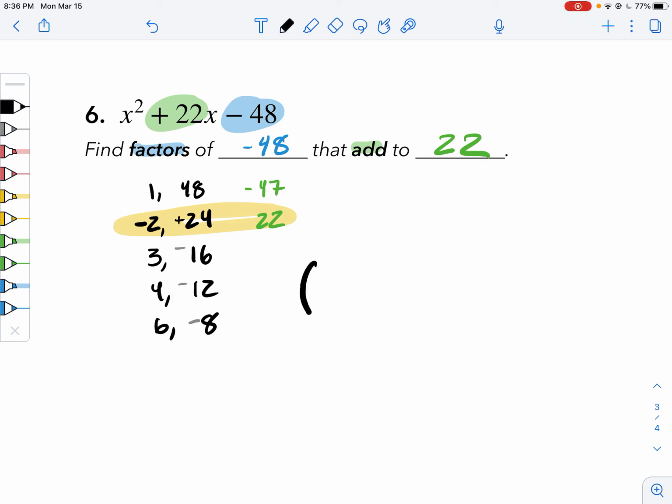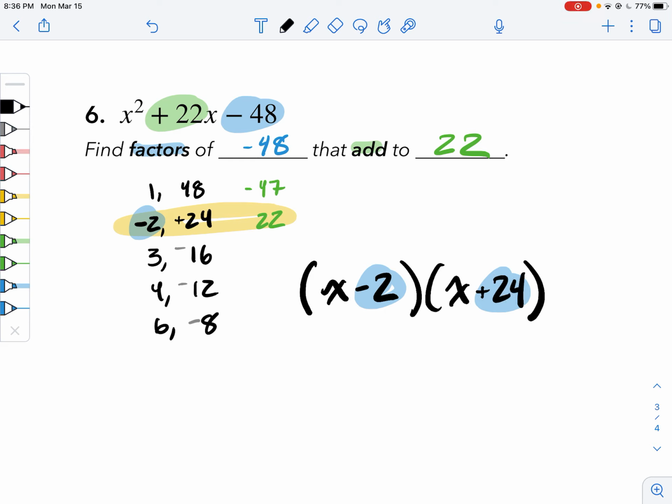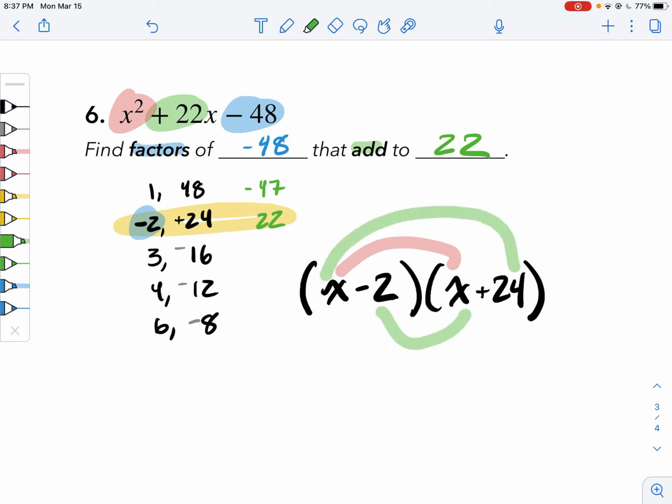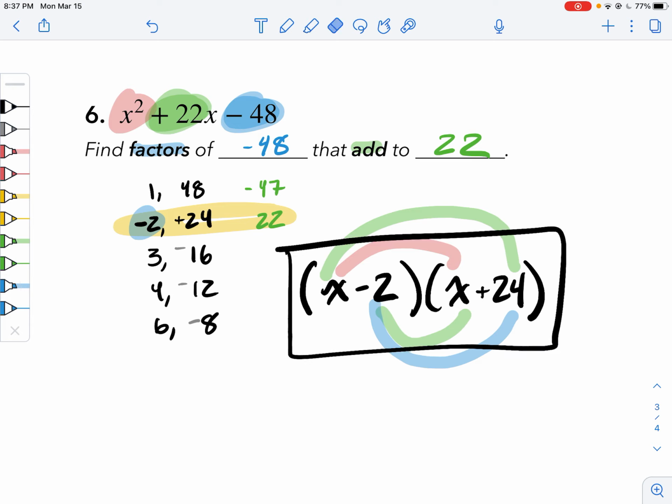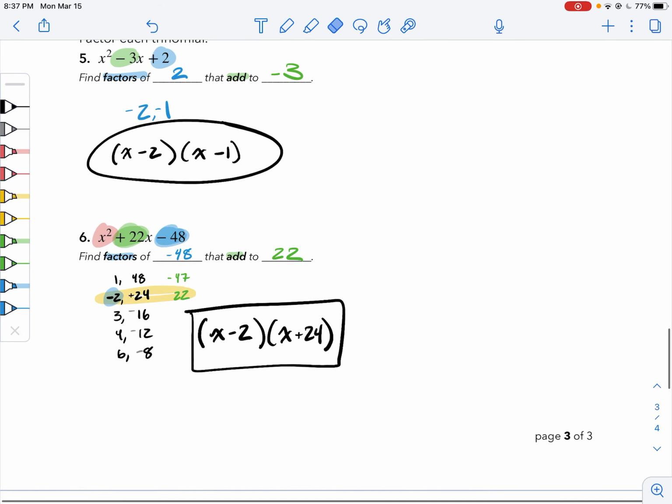You just need to put it in its final form. This isn't even my final form. It's going to be x times x plus something. So we've got -2 and 24. So I'll write x minus 2 times x plus 24. And that, my friends, will FOIL out to get x squared. Nailed it. Plus 24x minus 2x is plus 22x. Minus 48. And we're all set. There's our answer. We undid foiling today to factor.